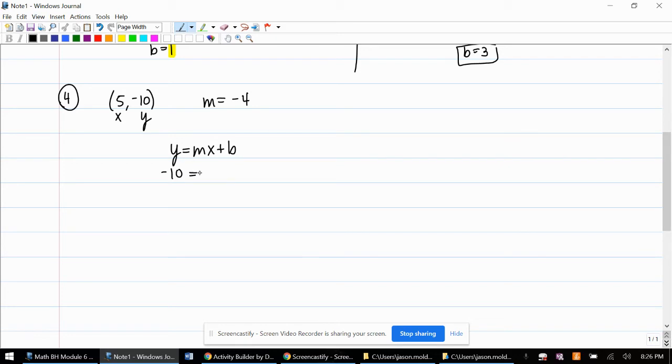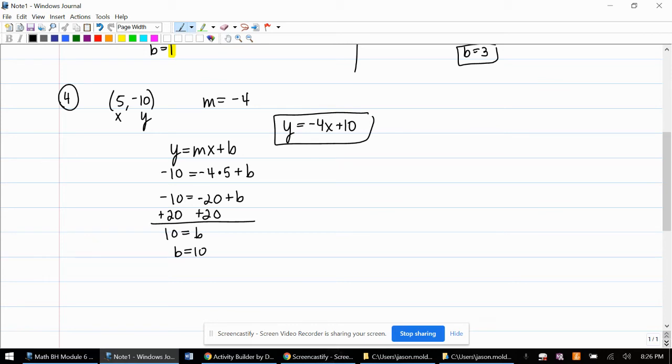-10 goes in front, and it's -4, and it's 5, and plus b. -4 times 5 is -20. And then our solving equation step will be to add 20 to get these to cancel. Do it to the other side of the equation, and we get b is 10. And we'll put it together, and now we will go to graphing.